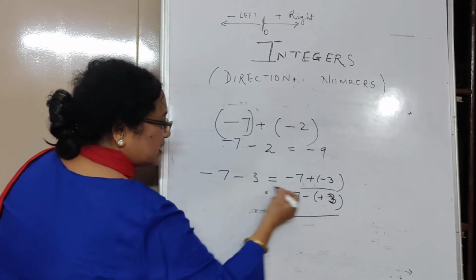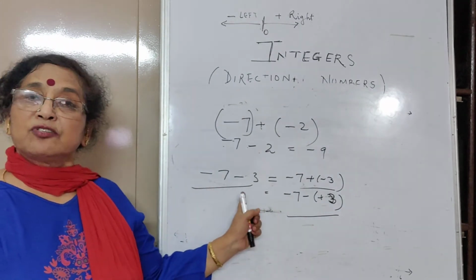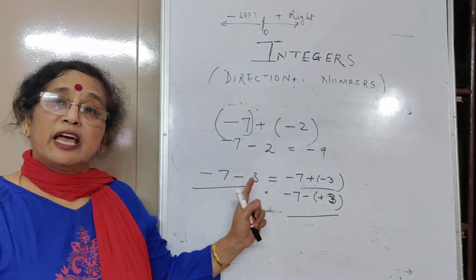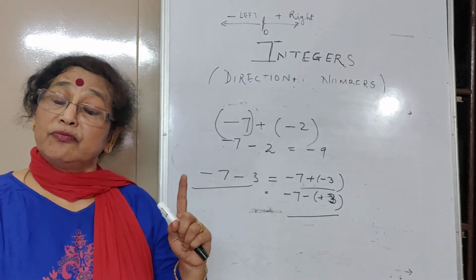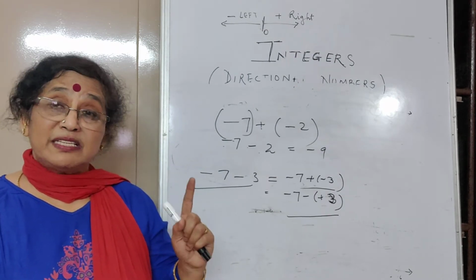Both are same, children. All are same. Here they gave directly, so both are negative. I will add 7 and 3, and because they are left, so they are minus 10. Don't forget to write minus 10. Don't write only 10. It's not plus 10.